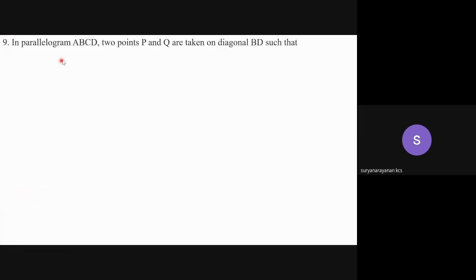In a parallelogram ABCD, 2 points P and Q are taken on diagonal BD such that DP is equal to BQ. See the figure 8.20. Show that, first part of this question, triangle APD is congruent to triangle CQB. Second part of the question, AP is equal to CQ.